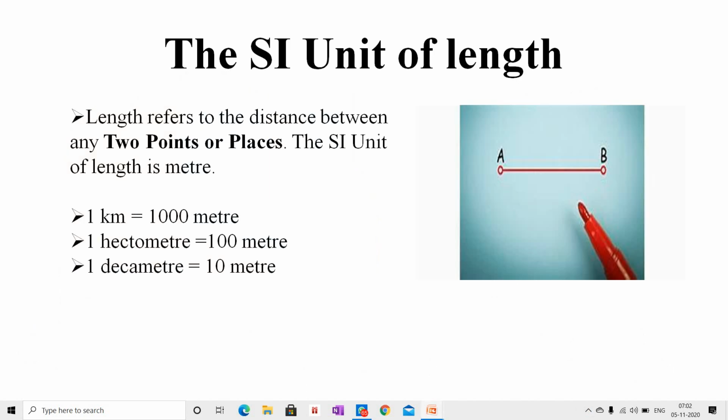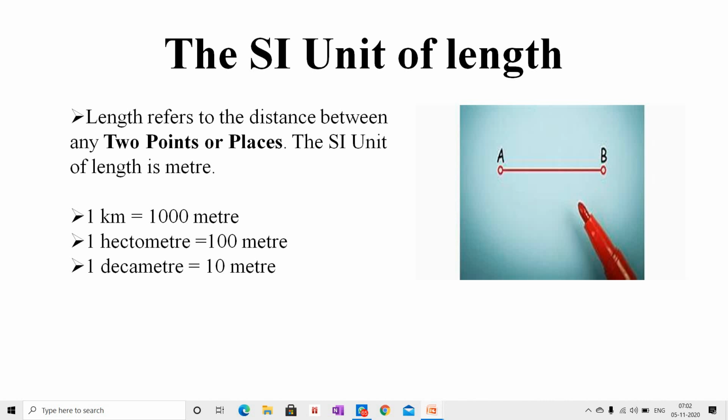Students, length refers to the distance between any 2 points or places. The SI unit of length is meter. Quite often, we have to measure larger or smaller distances. In such cases, we use bigger or smaller units of distance. For larger lengths, such as the length of the road or distance between two cities, the unit kilometer is used. For smaller lengths, the unit decimeter or centimeter is used.